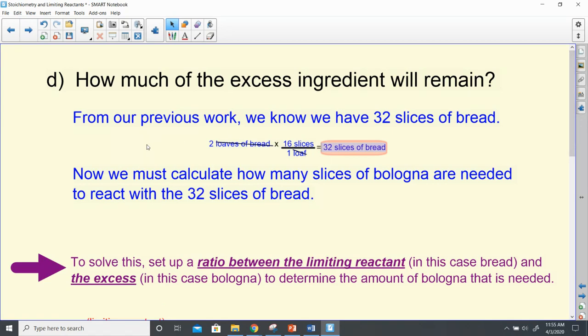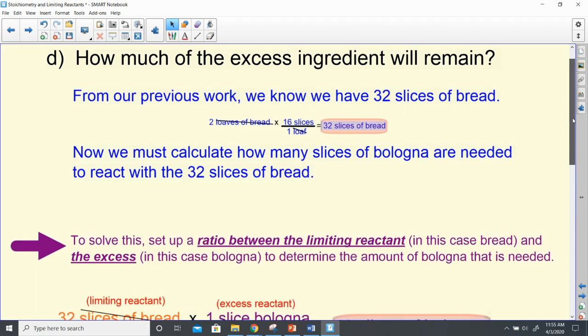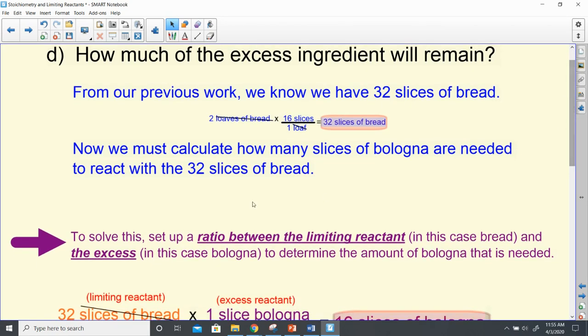From our previous work, we know we have 32 slices of bread. We had 2 loaves, and we converted it, 1 loaf equals 16 slices, so we have 32 slices of bread. Now we must calculate how many slices of bologna are needed to react with the 32 slices of bread. You might want to jot this down. I suggest you pause the video and write this little phrase down here. This is the part that many people get confused about or they forget.